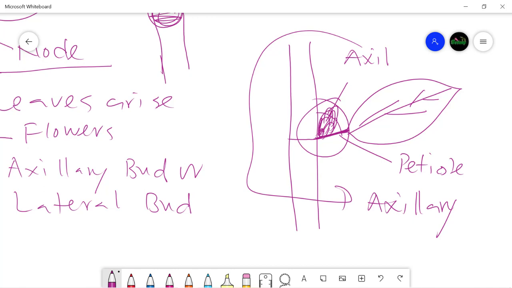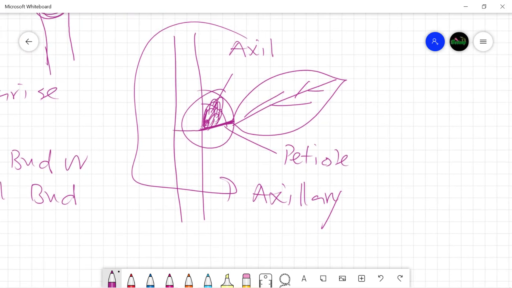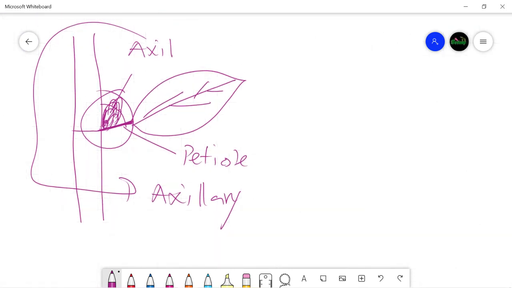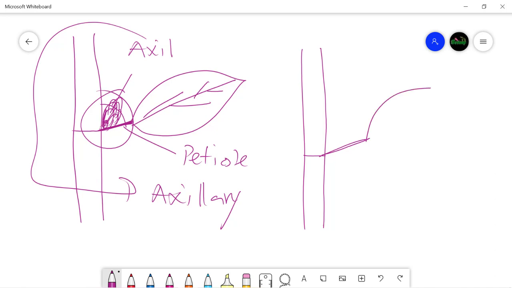So if it is a bud, then it is an axillary bud, and if it is a flower, then it is in the axillary position. So for example, this is a leaf, and when a flower arises in the axil of a leaf, this leaf is known as a bract, as we shall see.